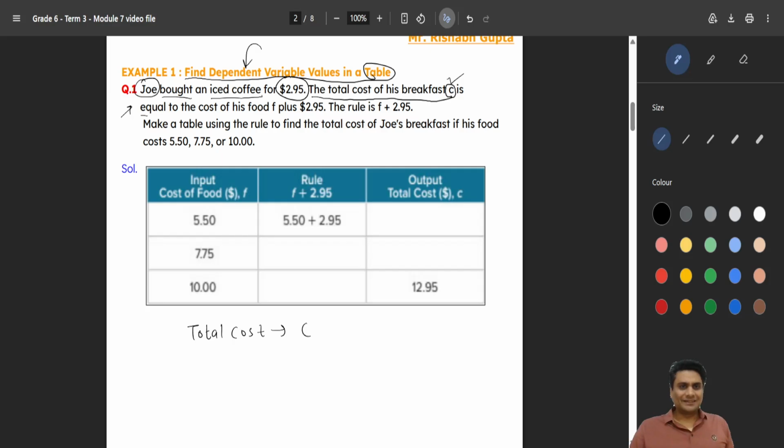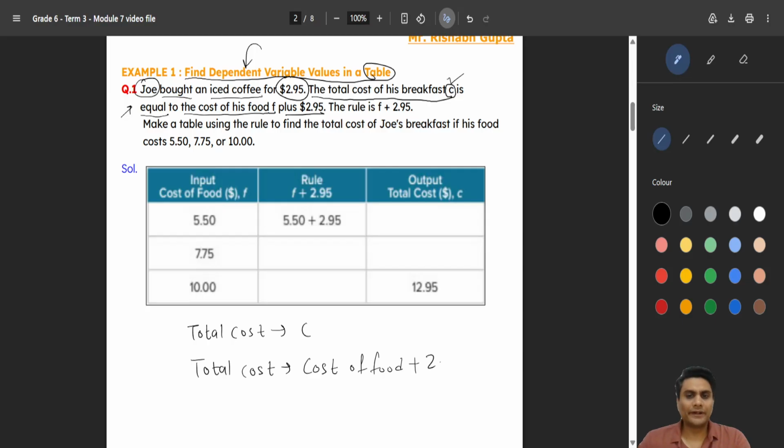The total cost C is equal to what? To the cost of his food plus $2.95 for the iced tea. So he said he bought some food. How will I find the total cost? The total cost depends on the cost of the food plus $2.95 for the iced tea. Now the total cost here is represented by C. And the cost of the food here, if you check carefully, is represented by F. The cost of the food is represented by F.